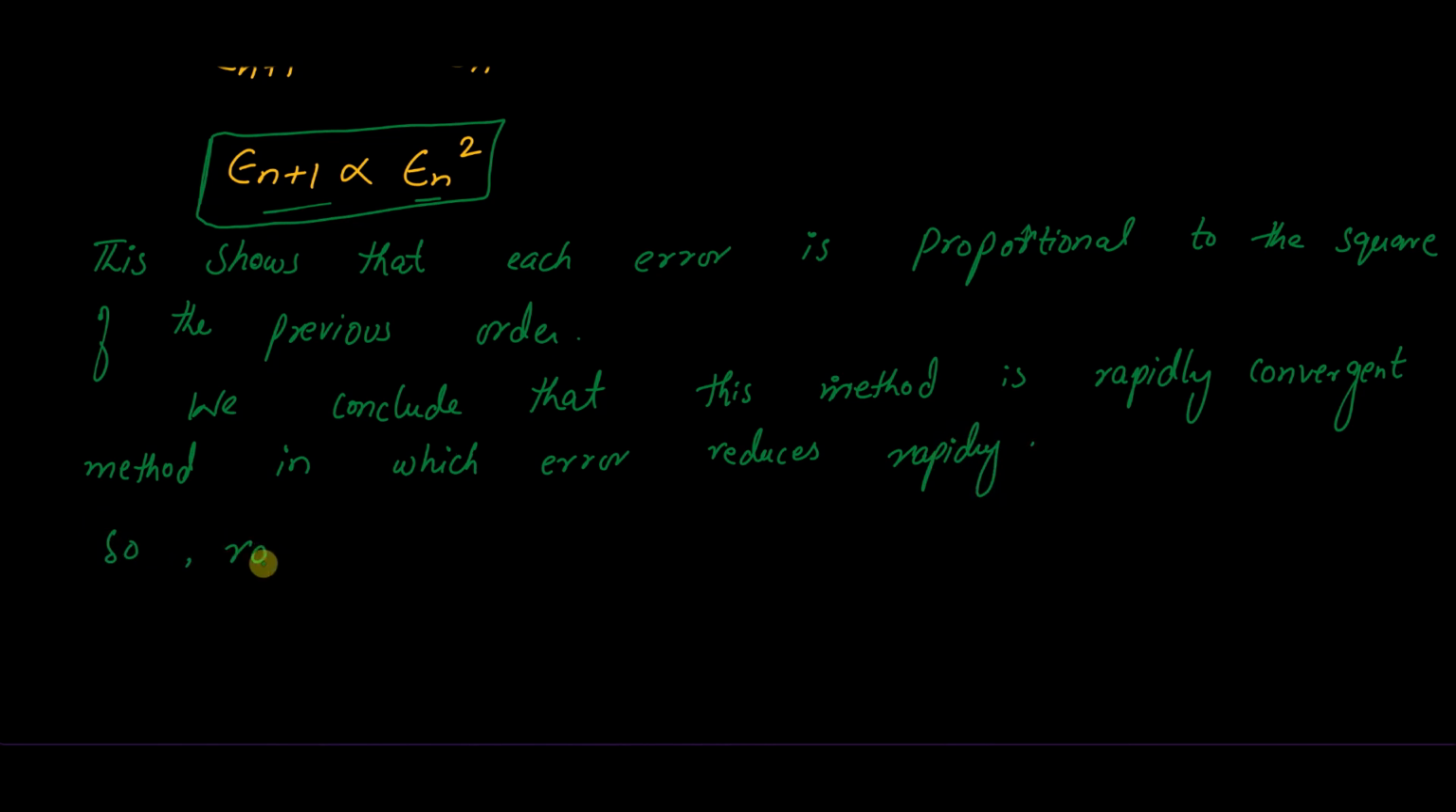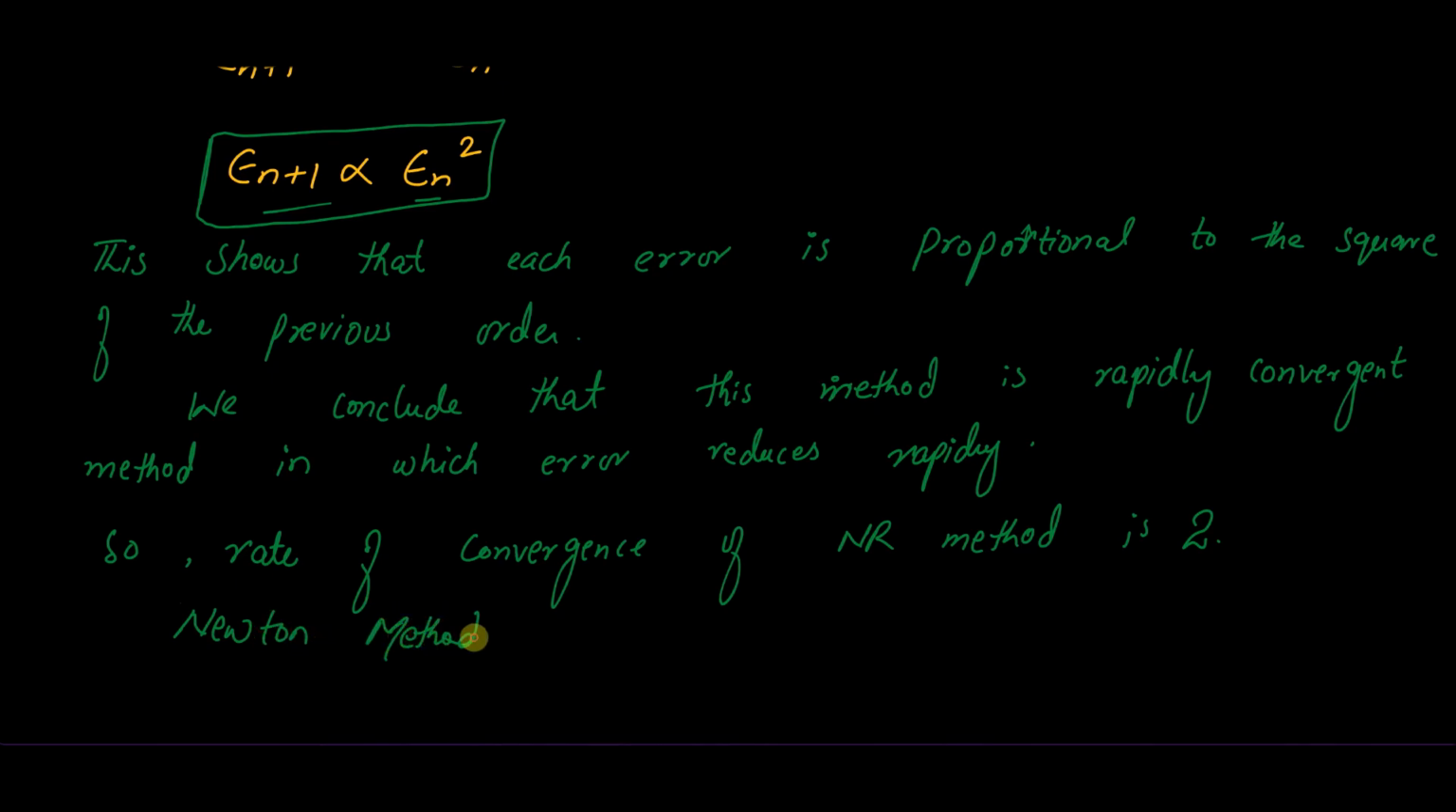So the rate of convergence in our method is 2, or we simply say that because of this rate 2, Newton's method converges quadratically.